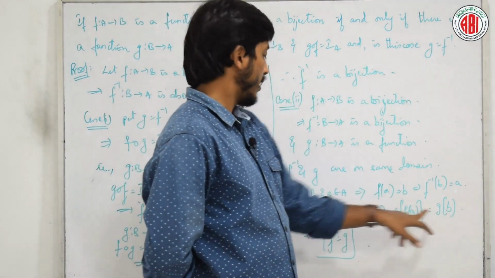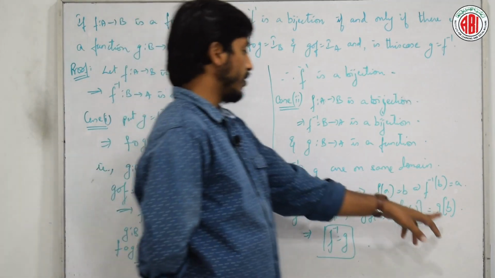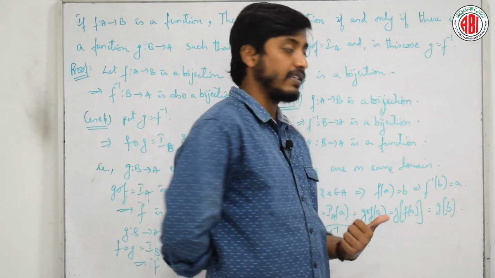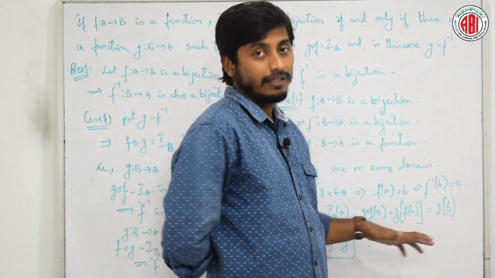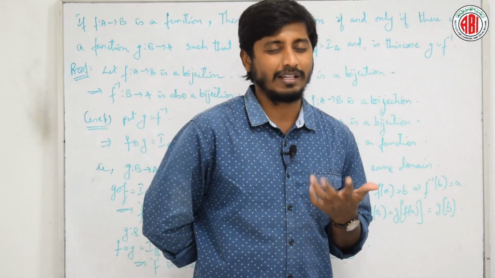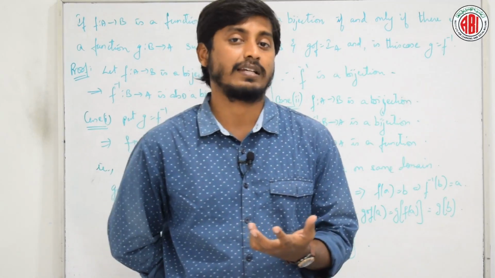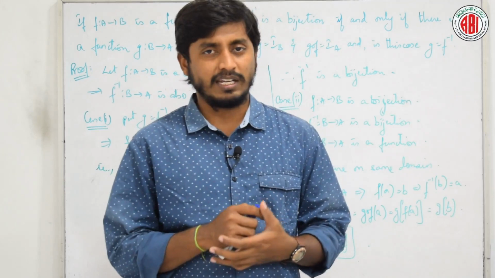What is G of B? That is nothing but F inverse of B. Since F inverse of B is equal to G of B, I can write F inverse is equal to G. Is it clear? This is the only big theorem you have to remember. All the remaining theorems are so simple and you can easily understand. Clear? You do understand? Fine. Shall we move to the next theorem?